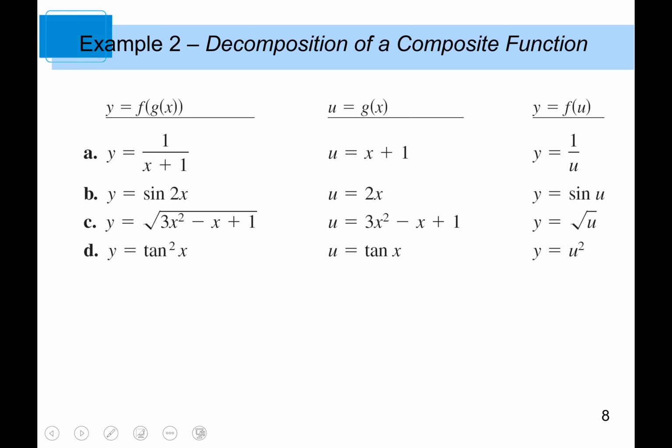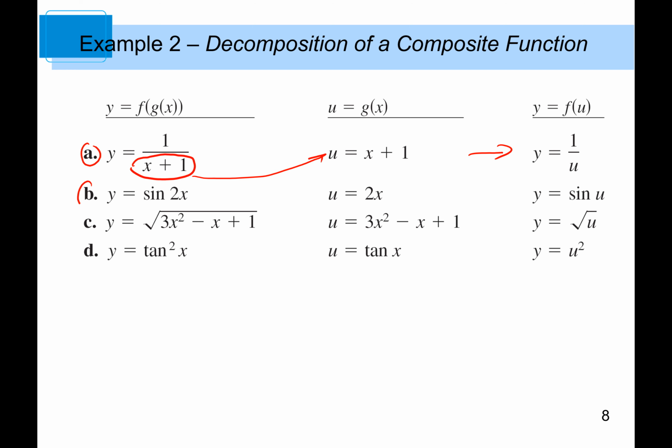Okay, so let's take a look at how we set up u. The first one, we get y equals 1 over x plus 1. So this is a composite function of 1 over x. Now the denominator, you set equal to u. Now we turn back into a simple function, y equals 1 over u.